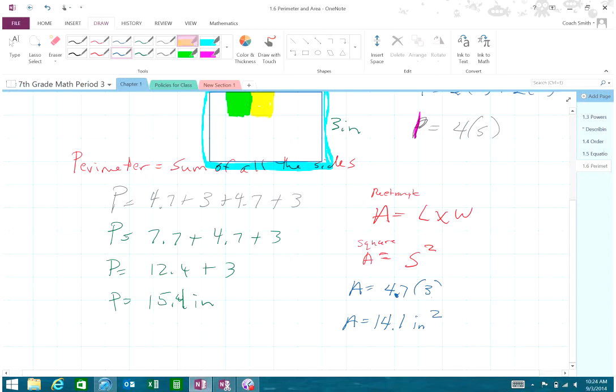The key here is this for area. Why is there a square above the label inches? What do you think, Selene? No. Good guess, but no, that's not why. Why do I have to put a square on my label?